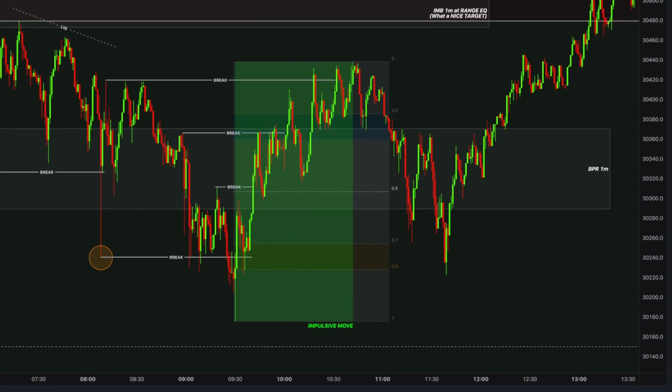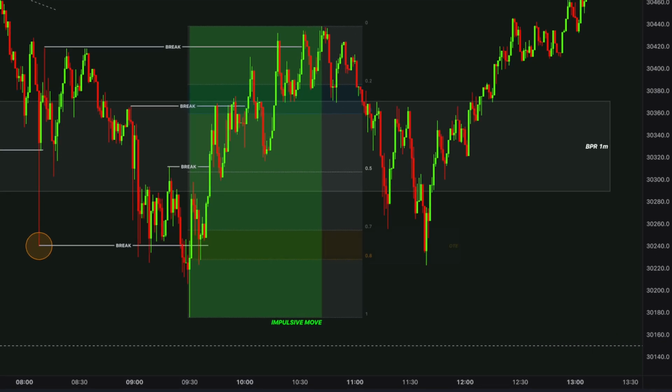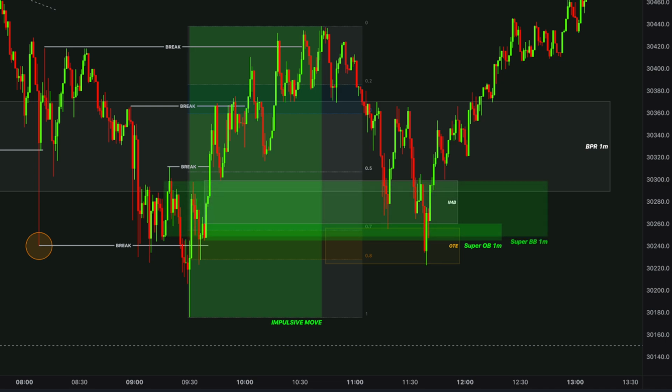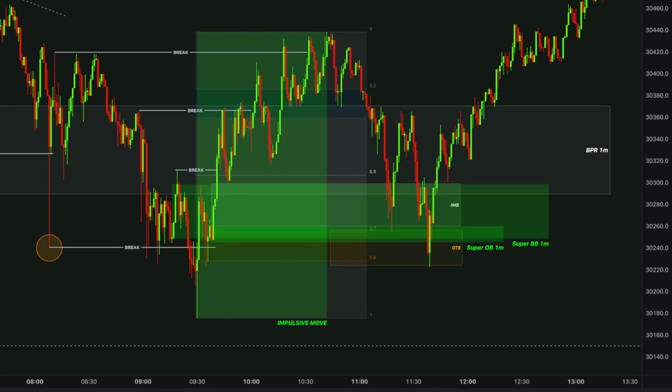If you put your optimal trade entry to this impulsive move, you'll see where the OTE zone is. And notice this super order block right at this point with this mega imbalance. Then you can keep looking for other structures. Here we have the breaker block.